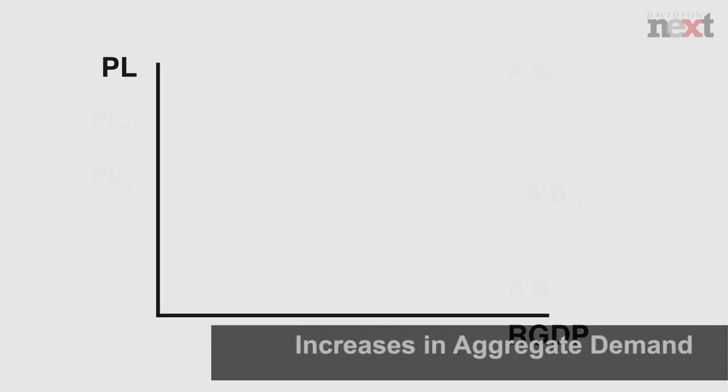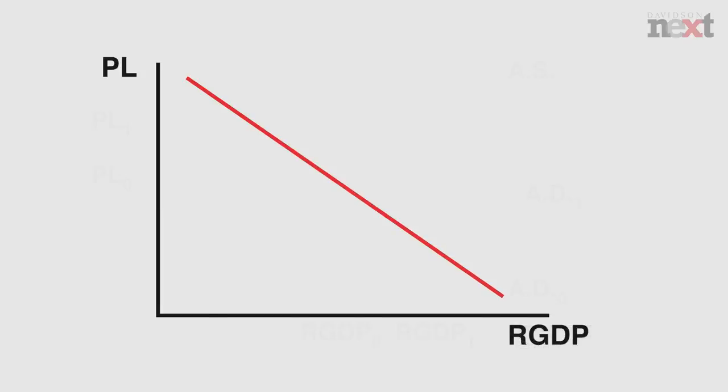In this section, we'll talk about how the economy adjusts to a shift in the aggregate demand curve. And we'll look at what happens if aggregate demand increases, and also what happens if aggregate demand were to decrease. So let's start with an increase in aggregate demand. We'll draw our economy initially in a short-run equilibrium.